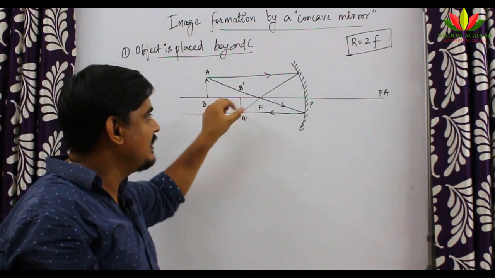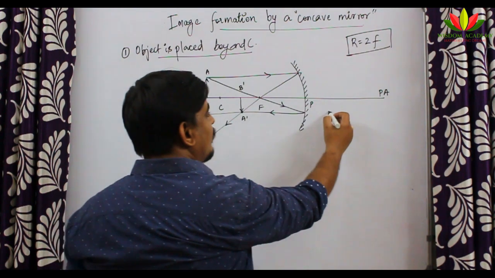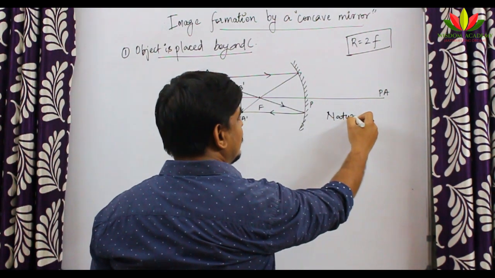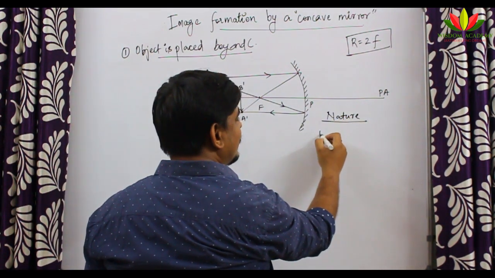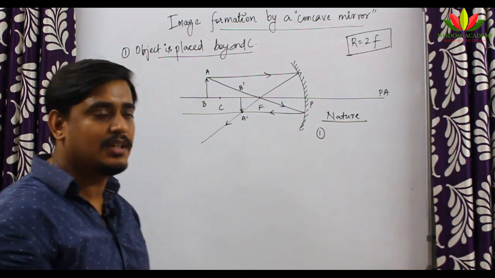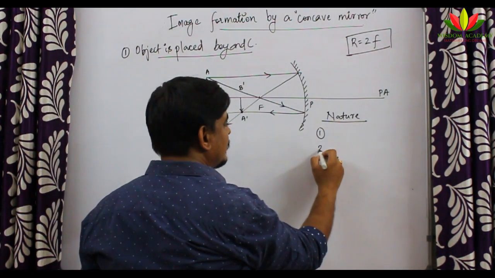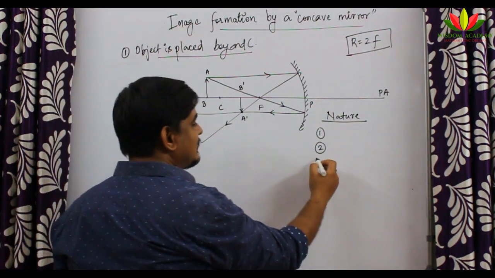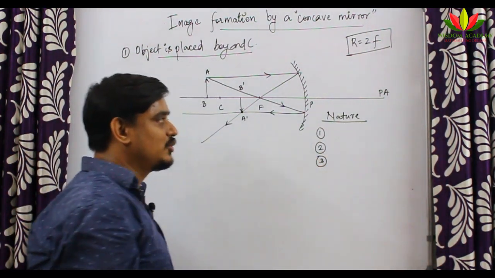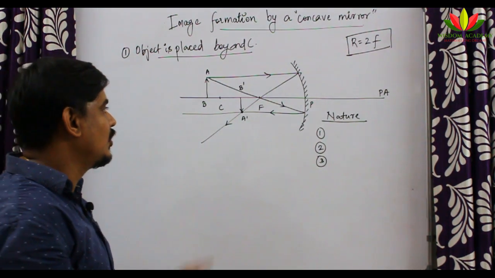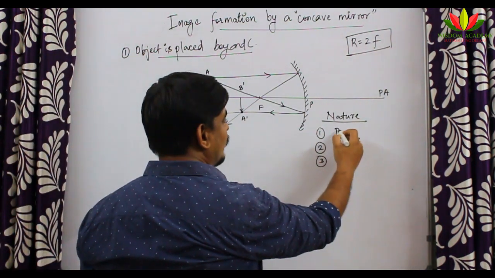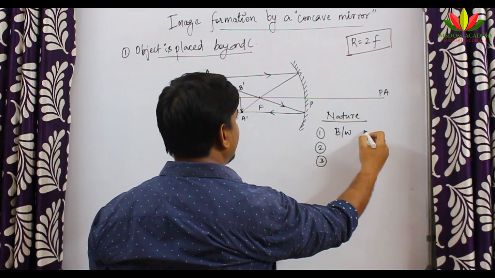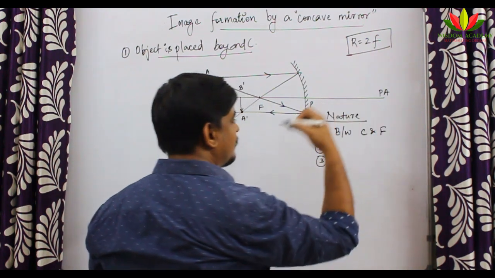If you see carefully the nature of the image, whenever you write the nature, you must write its position. Then you must write its characteristics and you must write its size. So first position, where is the position? Position is between C and F. So where has it formed? It is formed between C and F.